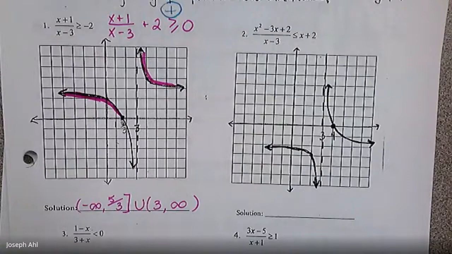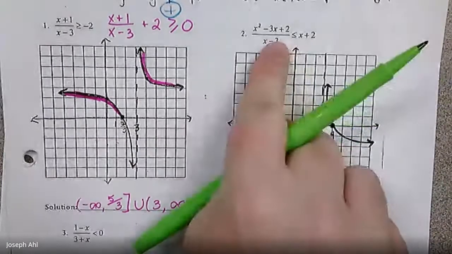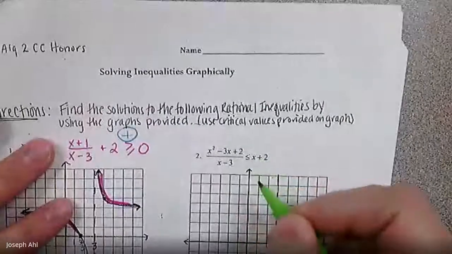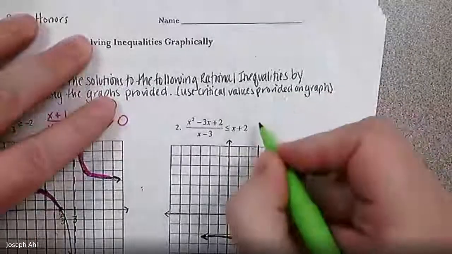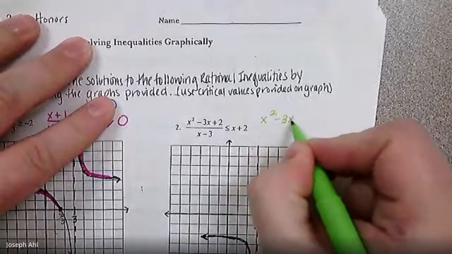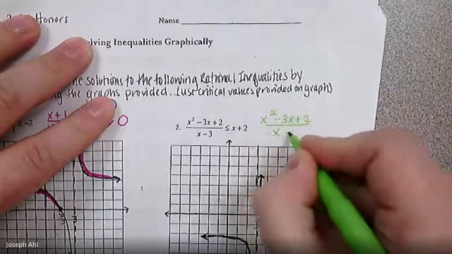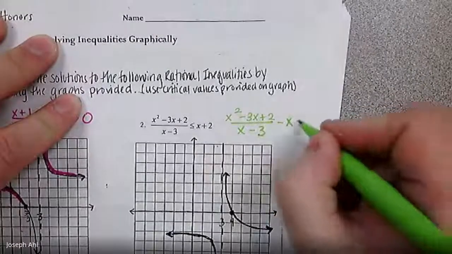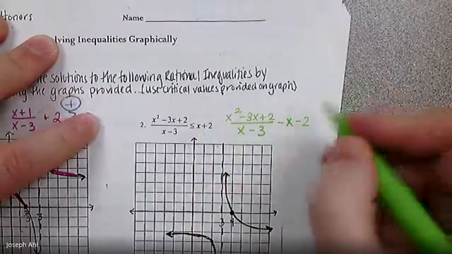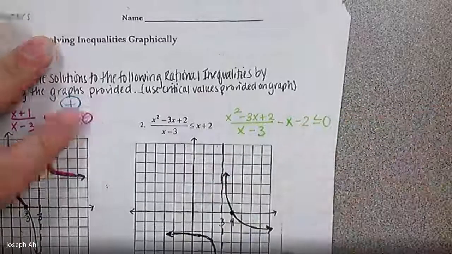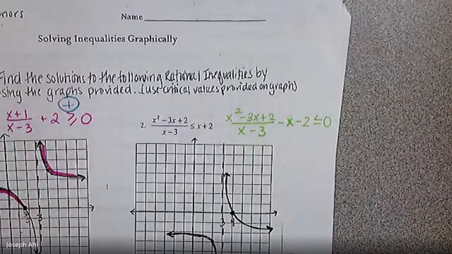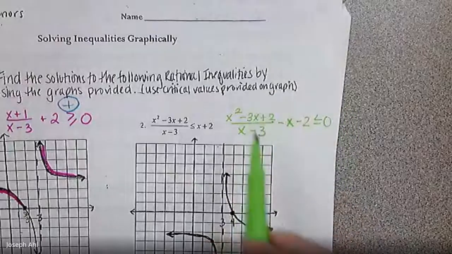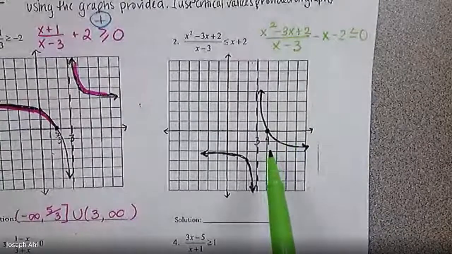In number 2, you're not looking at this rational inequality graphed. It's if you were to subtract x and subtract the 2 over. So really what we're looking at is x squared minus 3x plus 2 over x minus 3, where if I subtract the x and subtract the 2 over, now we're comparing to see when this is less than or equal to 0. Okay, so that's the inequality that we're solving based on this graph below.